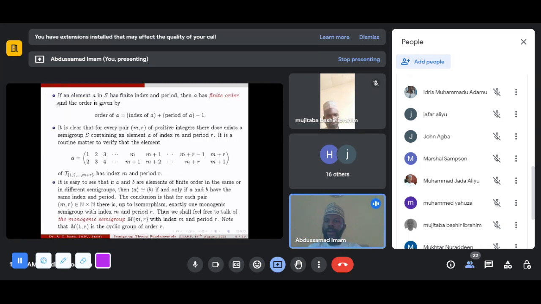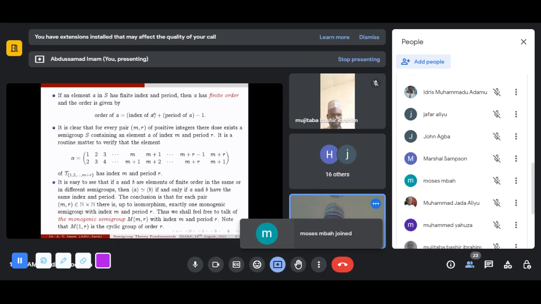And then if an element A in S has finite index and period, then A has finite order. Well, this is true because if the index and the period are finite, you have a finite order, and the order is given by, as we have mentioned, the index of A plus the period of A minus 1. This is actually how you calculate the order. If you get hold of the index and you know what the period is, then add those two and subtract 1, you get the order of the element.